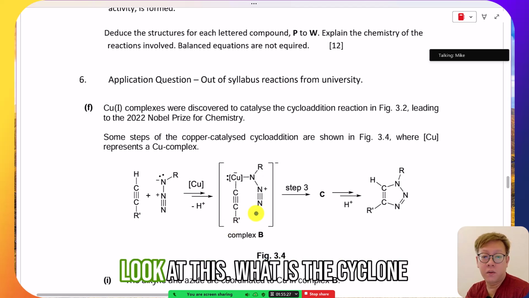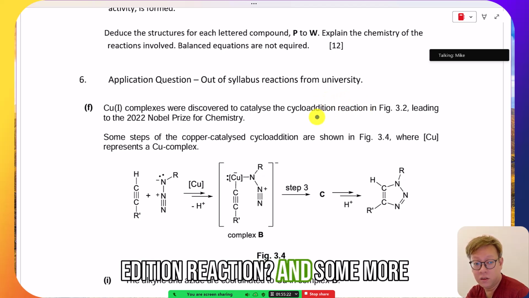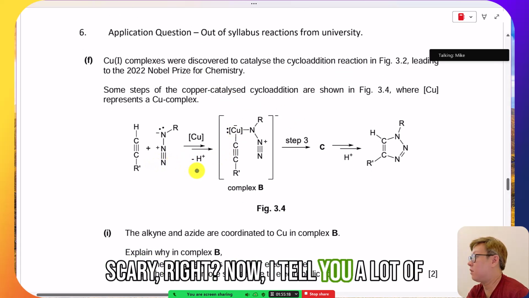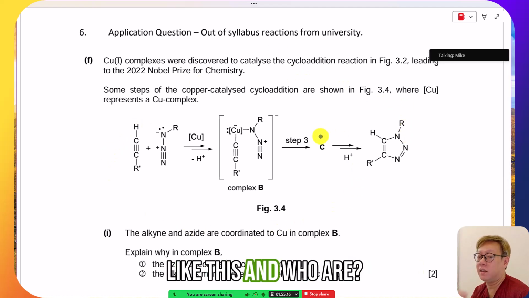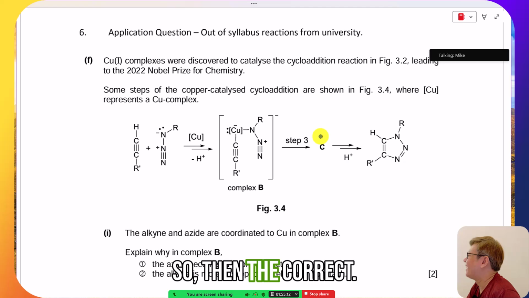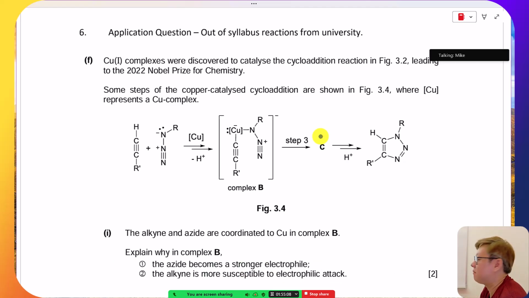Now, the last one, which is the most challenging one, is always the out of syllabus reactions. For example, you look at this. What is the cycloaddition reaction? And some more got Nobel Prize. Wow, sounds scary, right? A lot of students look at a question like this, wow, and surrender. Correct?